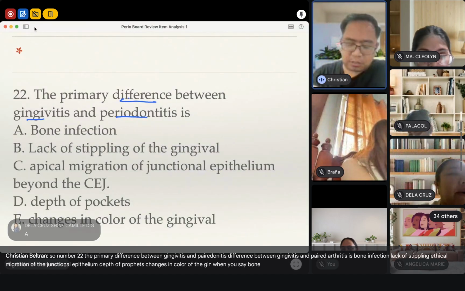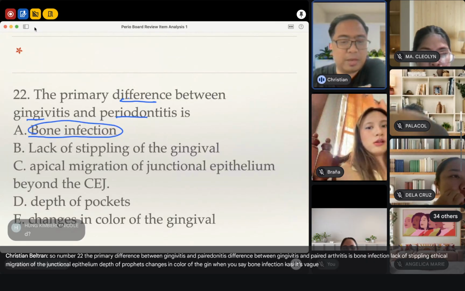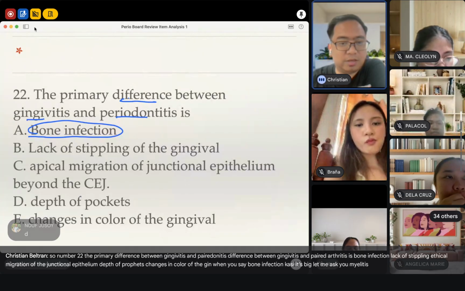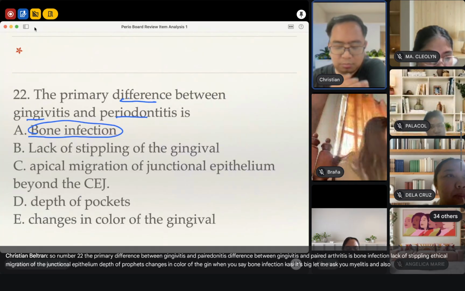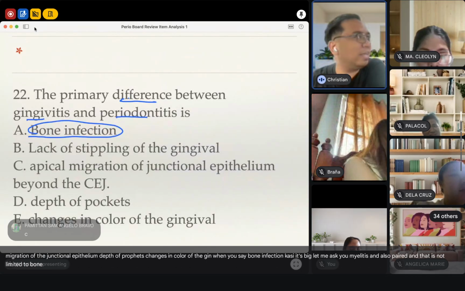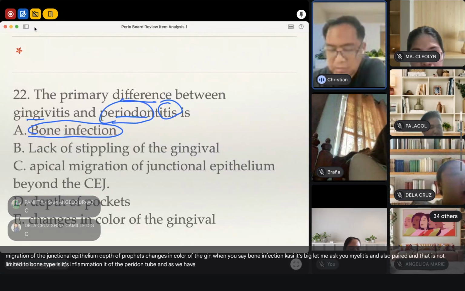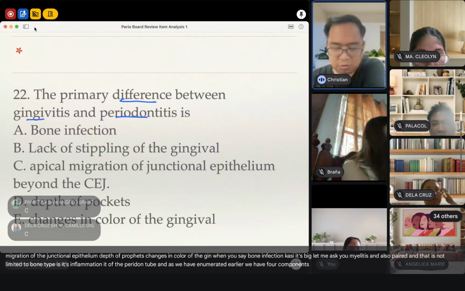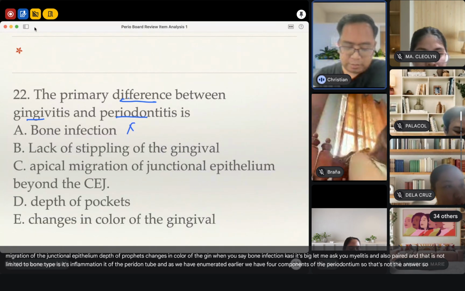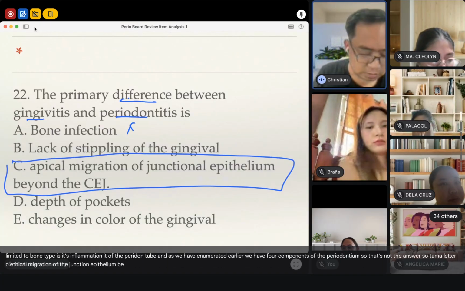When you say bone infection kasi, it's vague. Ano yung osteomyelitis? Diba? It's vague. And also, periodontitis is not limited to bone. Periodontitis, it's inflammation, itis, of the periodontium. And as we have enumerated earlier, we have 4 components of the periodontium. So that's not the answer. So tama, letter C, apical migration of the junctional epithelium beyond the CEJ.